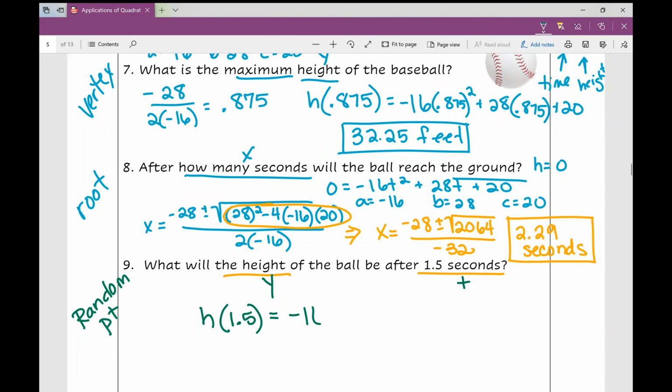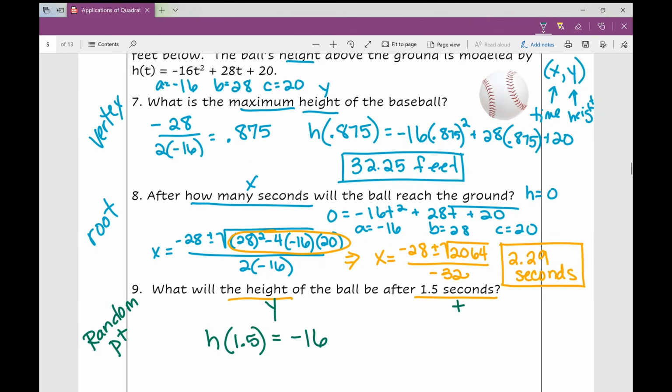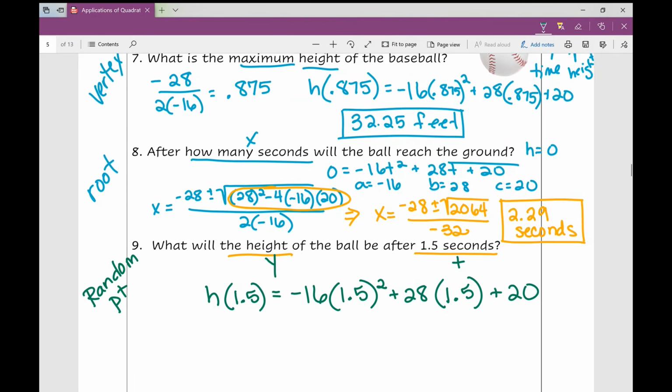I'm going to plug it in. Negative 16 times 1.5 squared plus 28 times 1.5 plus 20. And again, if you just need to pause the video, enter it into your calculator, what do you get? 26 feet. Because it's height, we have units, and that's feet. And that concludes this lesson over application of quadratics.